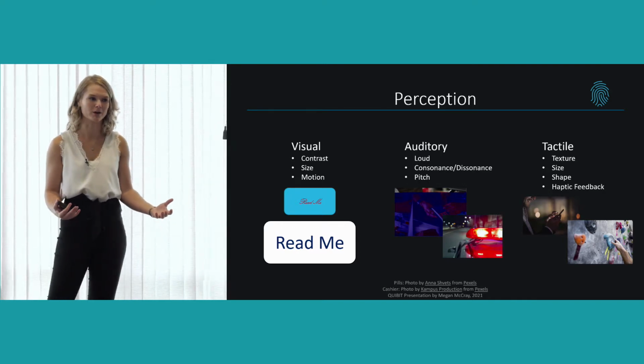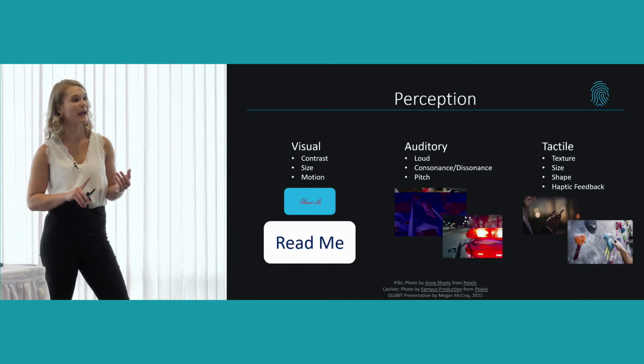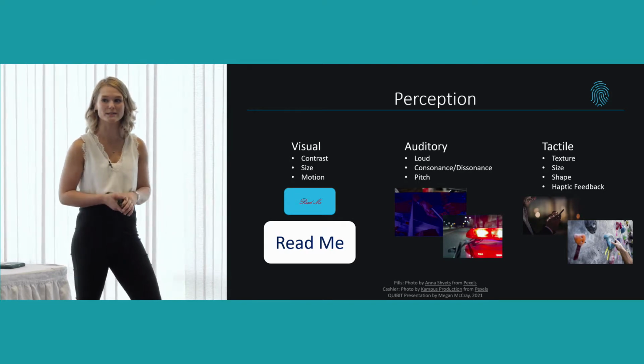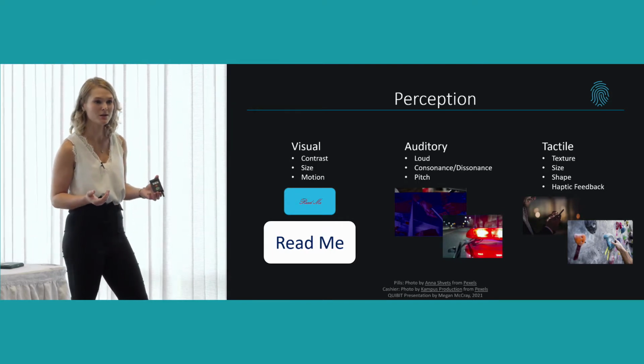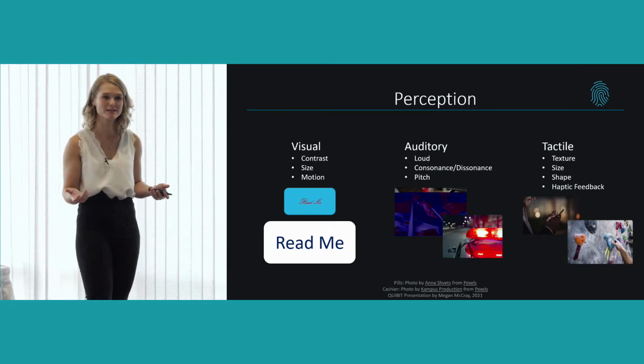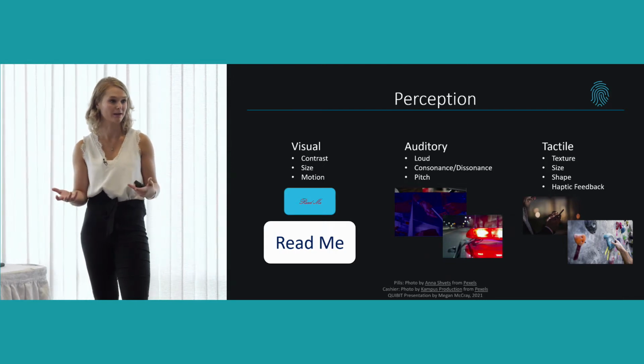Similarly, we can break down auditory perception into loudness, consonance, dissonance, and pitch. So consonance is associated with a positive sound, while dissonance is associated with a negative sound. So when I'm at the grocery store and checking out and I swipe my card, if I get a sound of consonance, I know it went through. Or if I get a sound of dissonance, maybe something's wrong and I need to try another card.